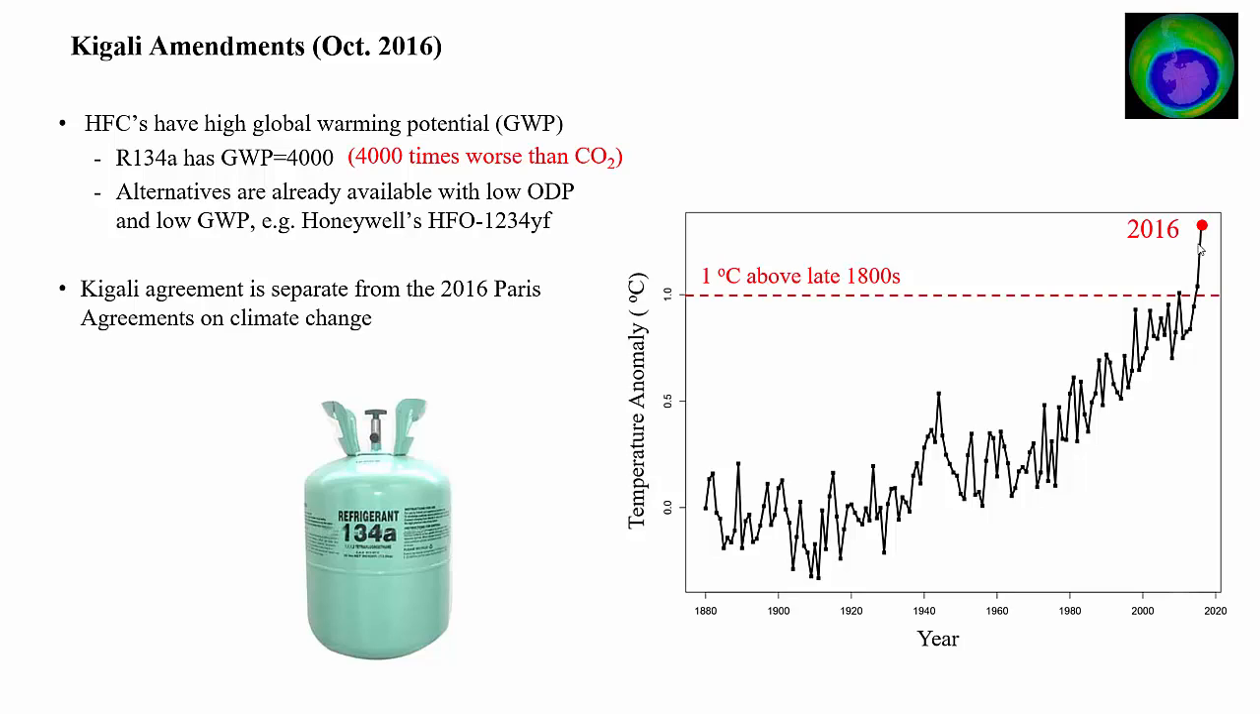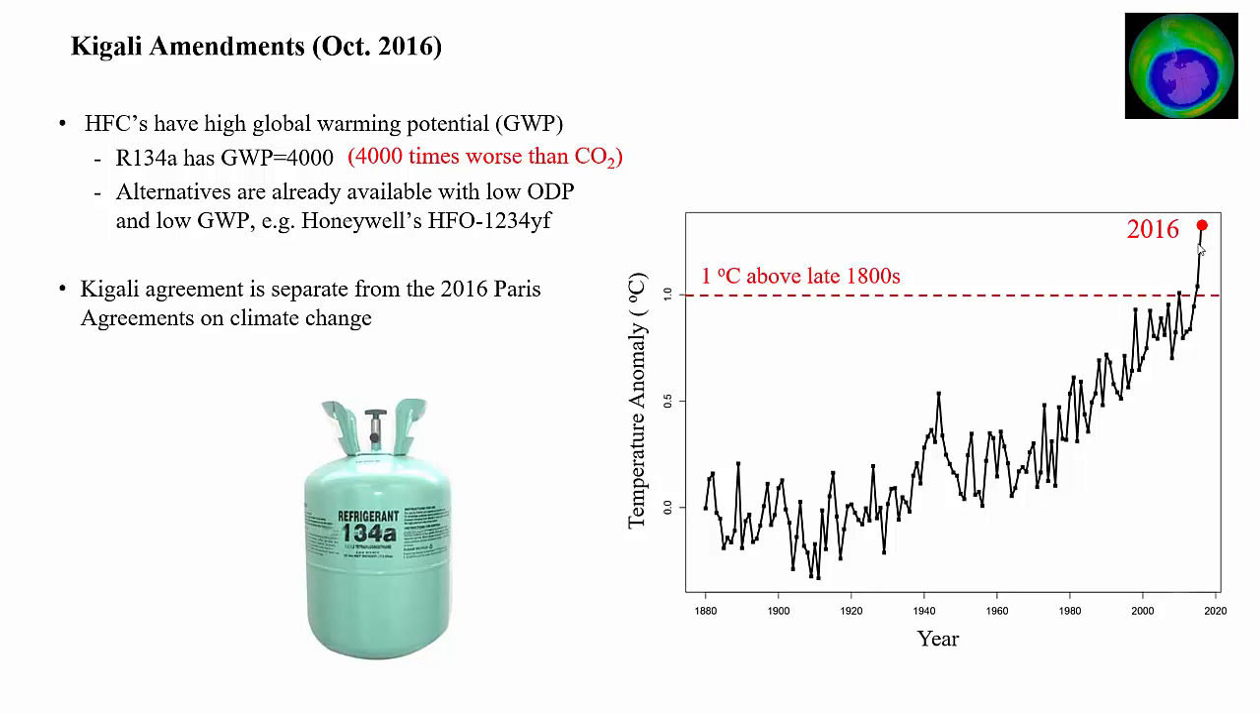Well, the answer is that HFCs have very high global warming potentials. I mentioned this earlier in this presentation. For example, R134A, which is a hydrofluorocarbon, it's ozone friendly, but it has a global warming potential of 4,000. That means it's 4,000 times worse than CO2 in terms of blocking infrared radiation. So 1 kilogram of R134A is equal to discharging 4,000 kilograms of CO2.